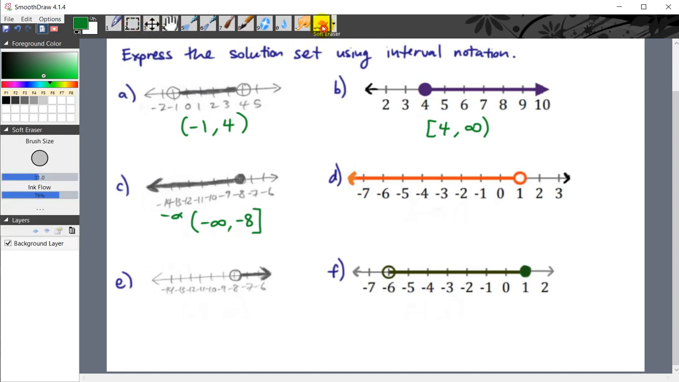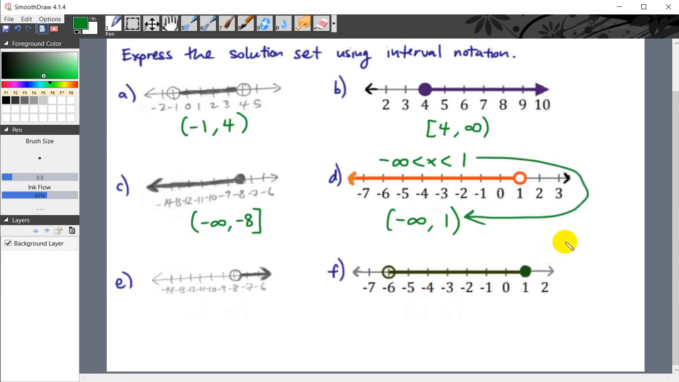Okay, let's go ahead and look at letter D. Letter D here, as you can see, looks similar. The only difference between C and D this time is the open circle. So if there was an open circle here, you'd have a parenthesis here instead. So the only difference is just from negative infinity to 1 with the parentheses. If it helps, write it out: negative infinity less than x less than 1, and then convert that down here. So that's how you can do that.